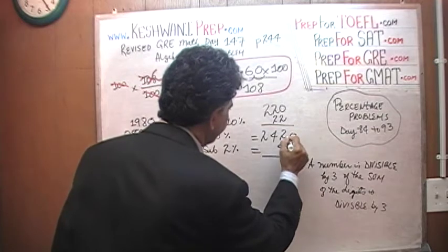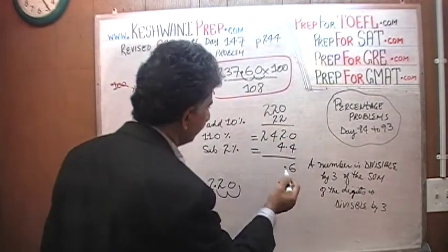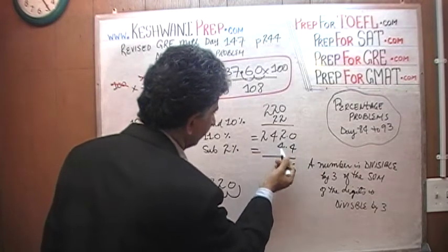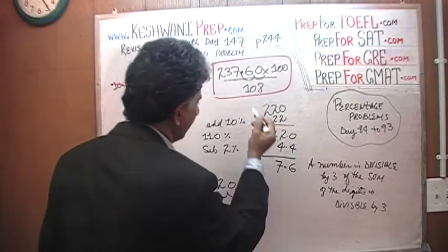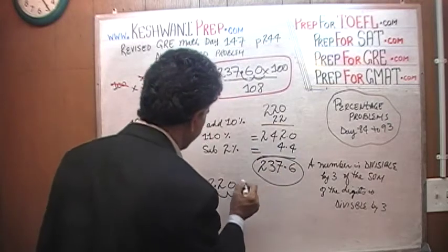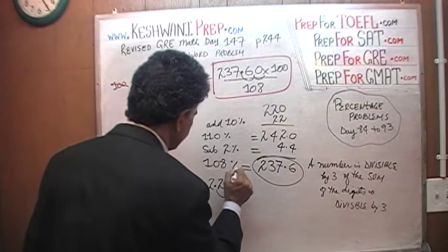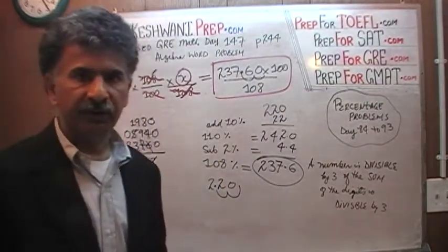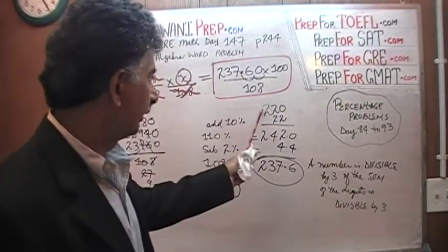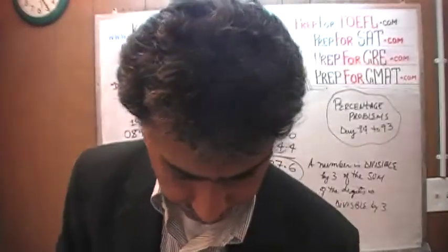Let's subtract it. 0.6. That's a good sign because we do need a 6 there. 11 minus 4 is 7. That's another good sign. We get a 7 here. This becomes 3. Voila. And that amount represents 108% of 220. That's all. It does work. That's the right answer. That's the correct answer.